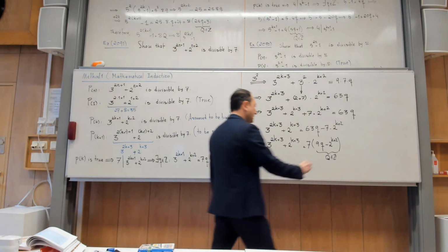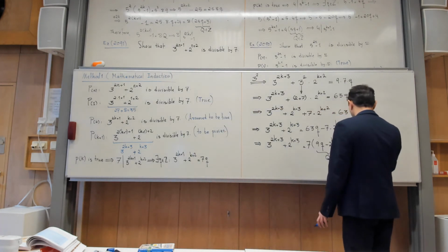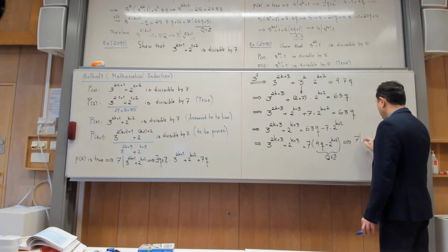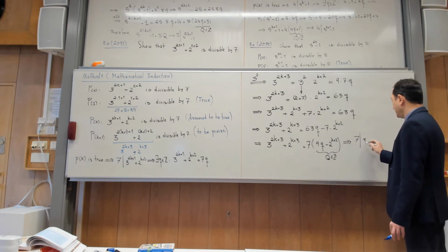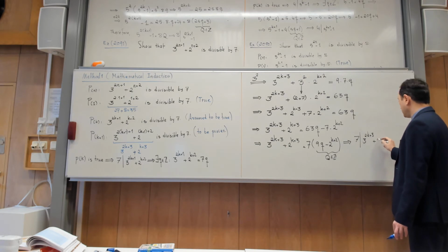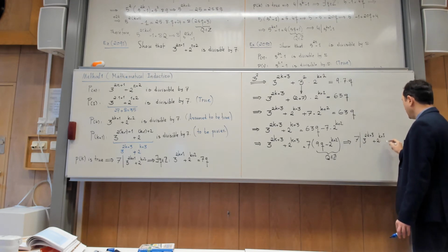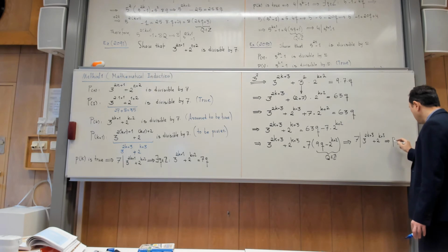So this means that 7 divides 3 to the power of 2k plus 3 plus 2 to the power of k plus 3. And this means that P of k plus 1 is true.